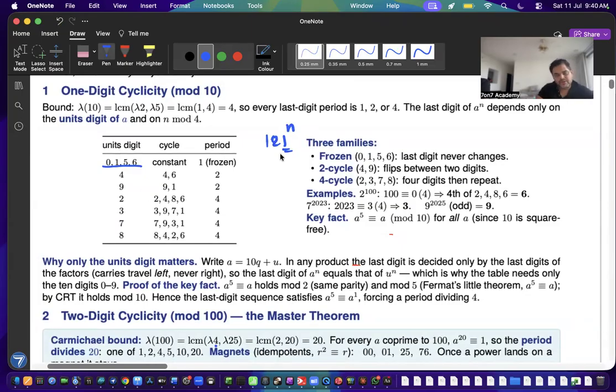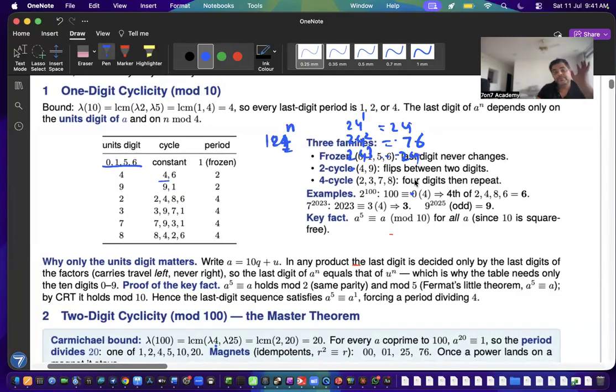If you have unit place 4, it repeats 4, 6, 4, 6. You can see if you have 24 raised to 1, it is 24. 24 raised to 2, it is something 76. 24 raised to 3, you don't have to think, you just write 24, like two digits if you want. So that's how it is: 4, 6, 4, 6.